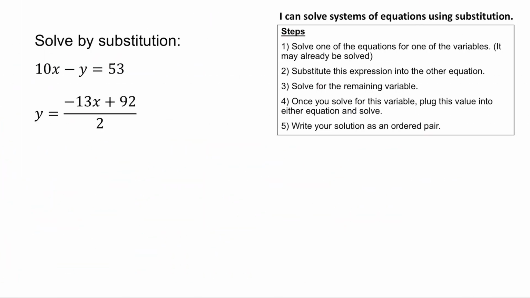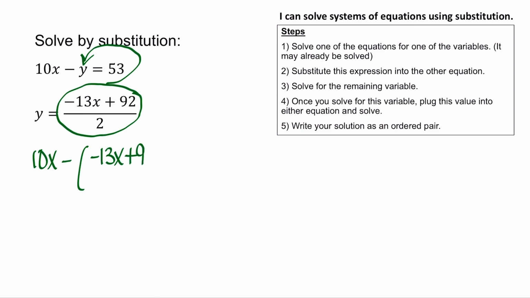Now let's try solving this system by substitution. I have 10x minus y equals 53, and then I have y equals (negative 13x plus 92) over 2. Once again, here is my expression that I can plug into this equation instead of y. So I have 10x minus (negative 13x plus 92) divided by 2, and that is all equal to 53.